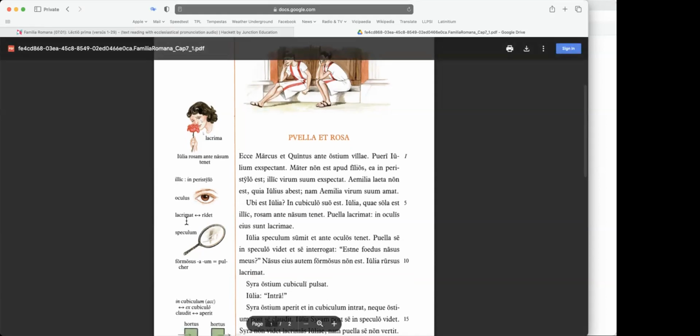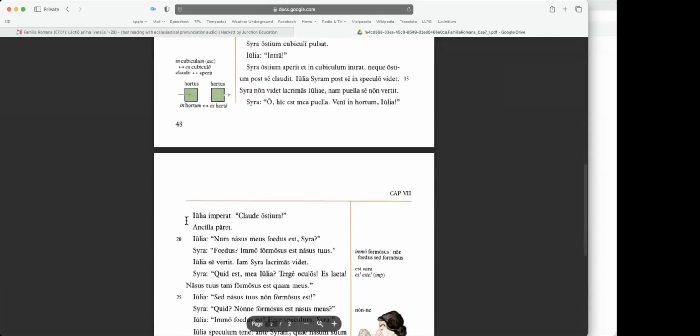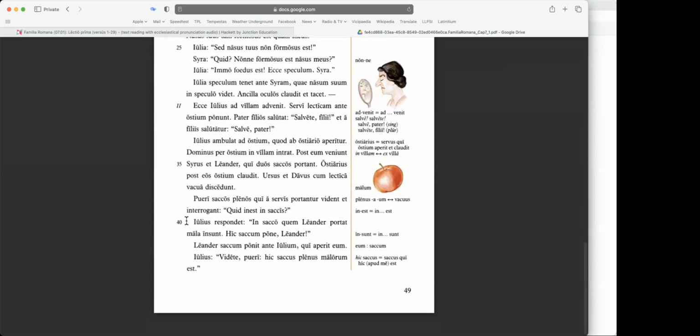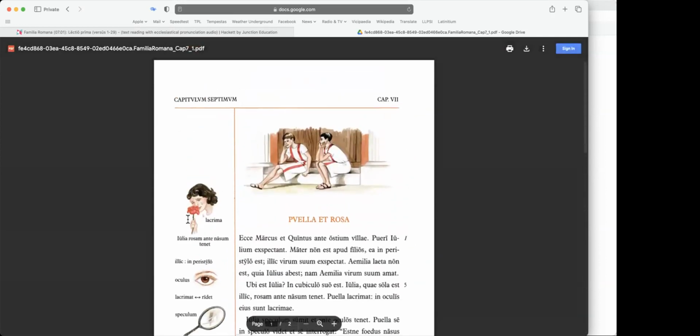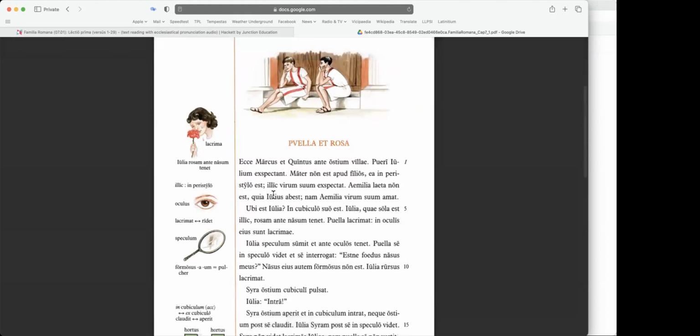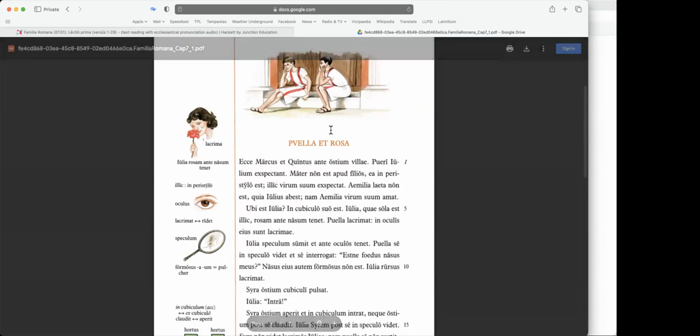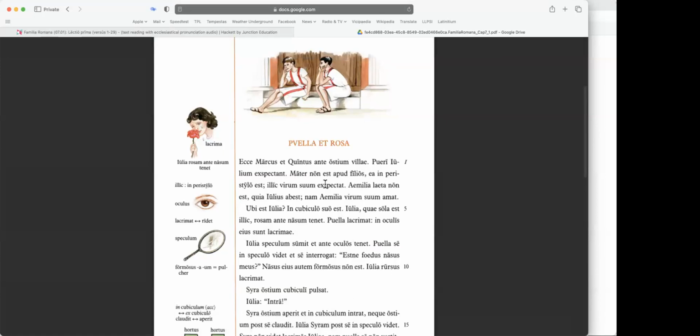So do they have a nice, I don't think they have a nice little sidebar on that. Nope, too bad. Yeah, so illic means there, hic means here. So there, meaning the peristilium. See, we're out front with the boys here, so she wouldn't say here, we'd say there, because she's over in the peristilium. Illic virum suum expectant. She is expecting her man there.